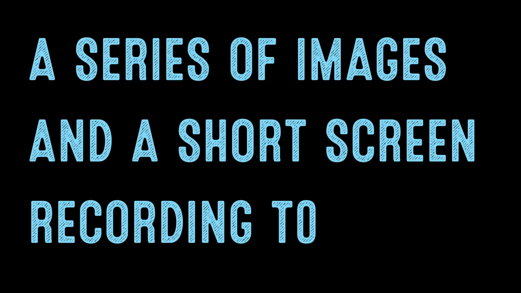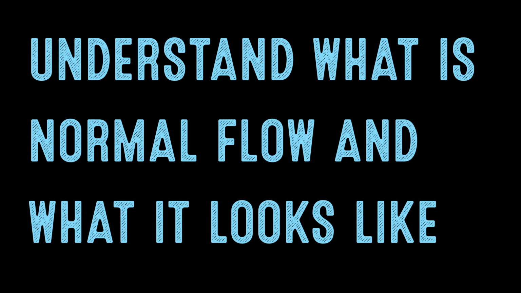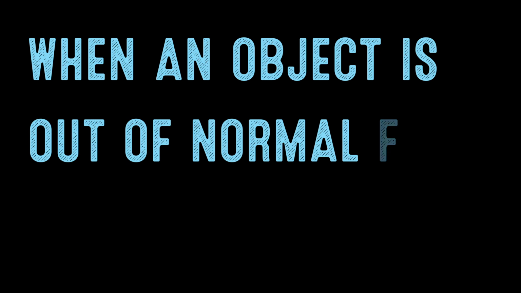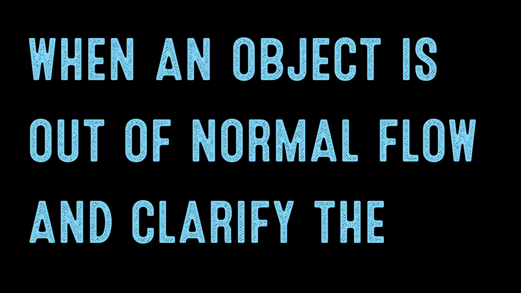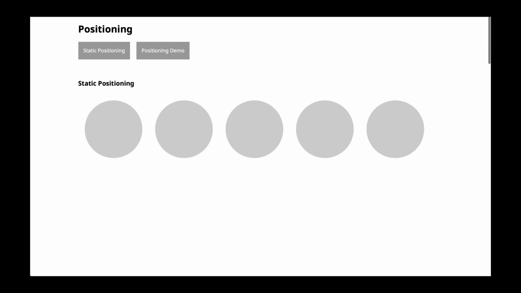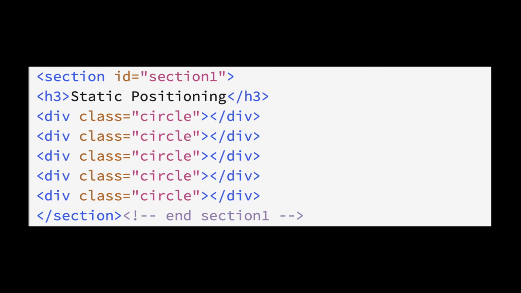We will look at a series of images and a short screen recording to understand what is normal flow and what it looks like when an object is out of normal flow, and clarify the different position values. In the first image, we see 5 circular elements in static positioning. Here's the code for section 1, the HTML, and the CSS.